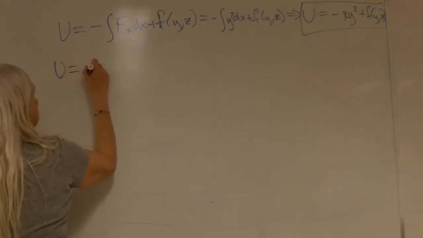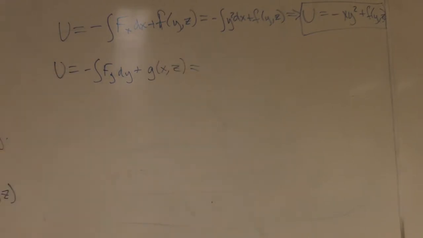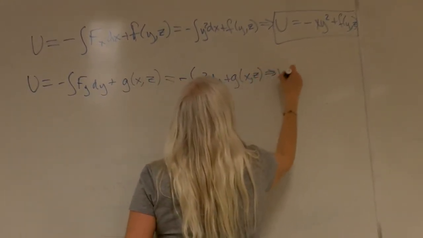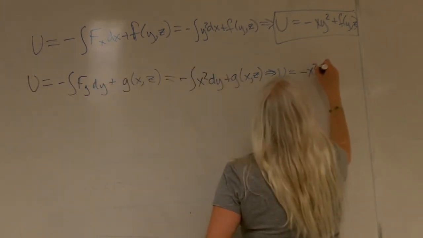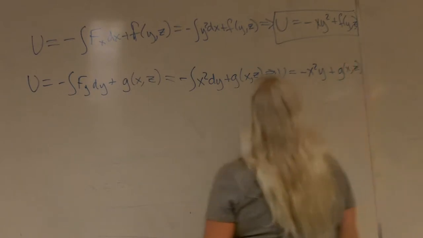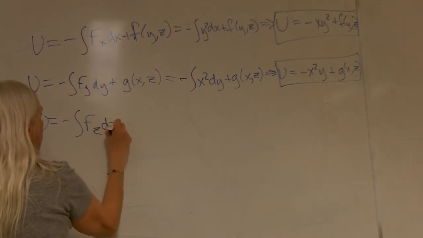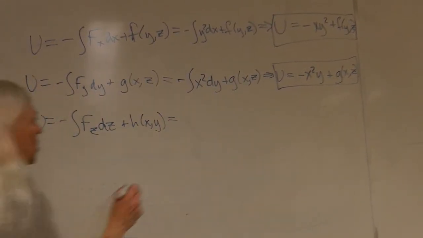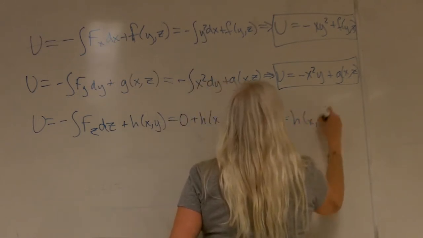The second equation. Plug in for f sub y. F sub y is equal to x squared. Okay, so again, we treat x as a constant when we do that integral. So we get minus x squared y plus g of x and z. Our second expression. The third expression for u is minus the integral of f of z dz plus h of x and y. Well, f sub z was 0, so this just tells us u is equal to h of x and y, some arbitrary function of x and y.